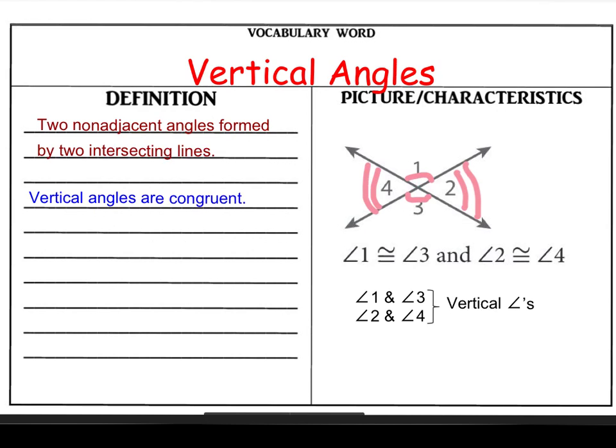Okay, to sum it up, I have angle 1 and angle 3 are vertical angles, and angle 2 and angle 4 are vertical angles. Go ahead and pause the video so you can jot down the vocabulary word.